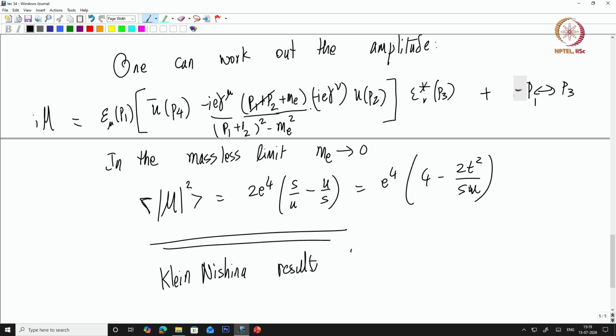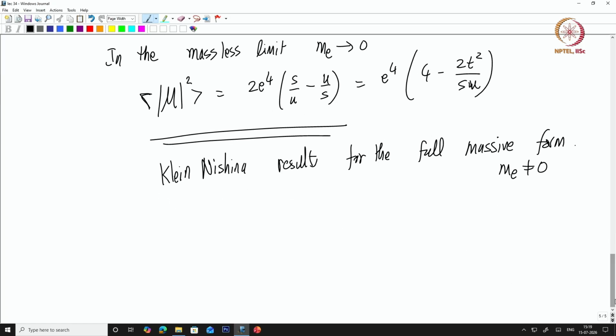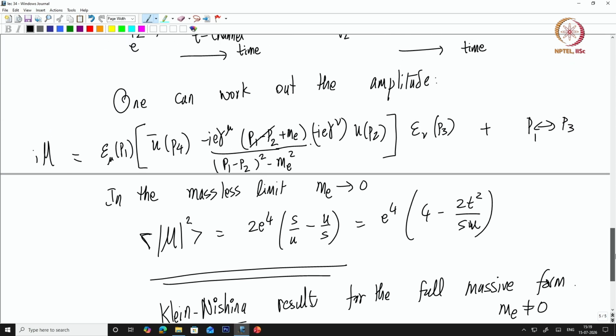Results for the full massive form. So if you take m_e not equal to 0, you get a completely invariant form which is very complicated, and this is expressed in terms of the Klein-Nishina results for the full mass form. Then there is the non-relativistic limit which is the Thomson scattering and so on. Okay, very good. So now with this let us move to the next cross section.